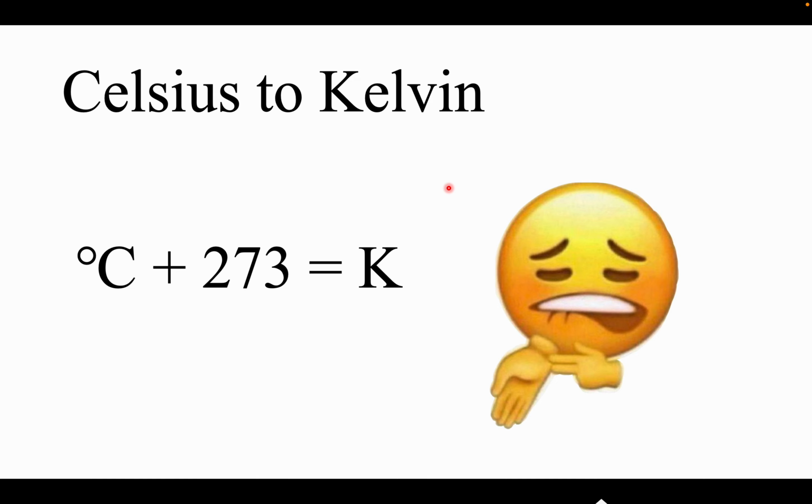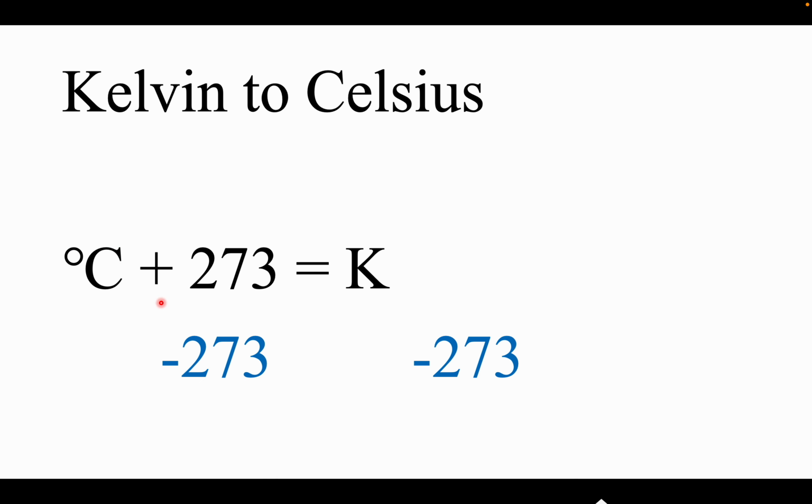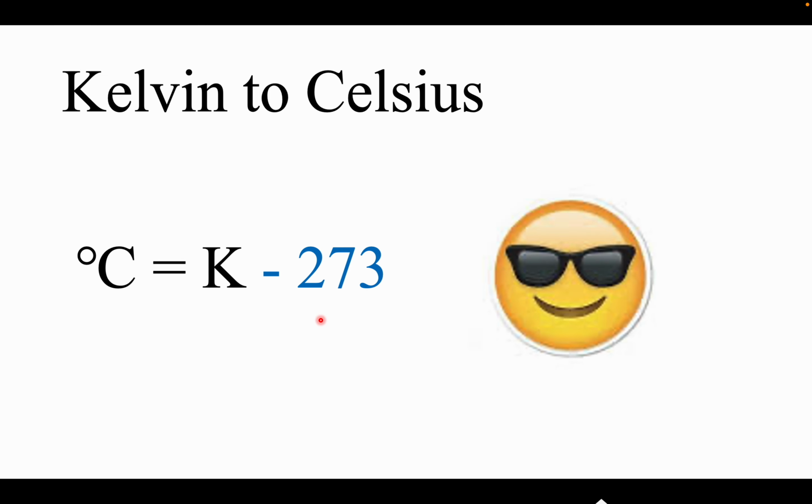For the first equation, let's start from Celsius to Kelvin. Degrees Celsius plus 273 equals Kelvin. How I like to remember is degrees C plus 273 equals K. To convert from Kelvin to Celsius, just remember the initial Celsius to Kelvin equation and then subtract 273 from each side to get degrees Celsius equals Kelvin minus 273.